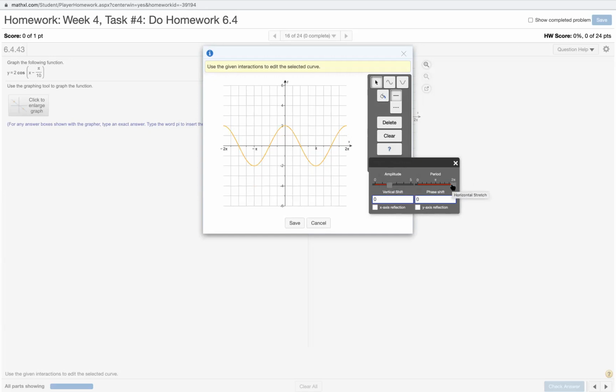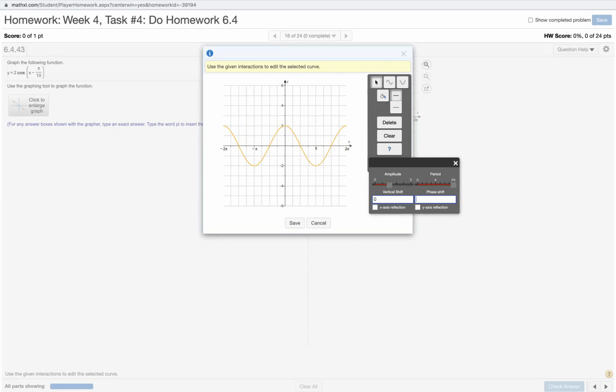For the period, it should be 2 pi, right? Except if I look at my function, the coefficient is 1. So that's correct, but I could just shift that around. It's just an interval deal. All right, so 2 pi is right. Vertical shift is 0 because there is none. Phase shift is pi over 10.